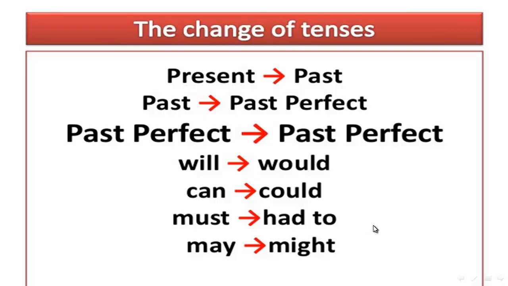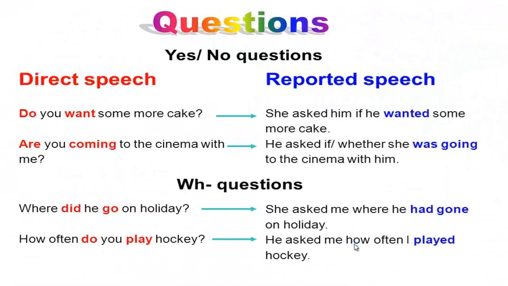So again, if you want to report a sentence, you should change the tense. If the sentence is in present tense, you should change it to the past tense. If it's in the past, change it to past perfect. From past perfect, the same thing, to past perfect. And will, would, can, could, must, had to, may, might. Good, very good. Questions here. Questions are of two types, as we studied in the first term: yes and no questions and WH questions. So how can we report a question with yes or no questions or WH questions?